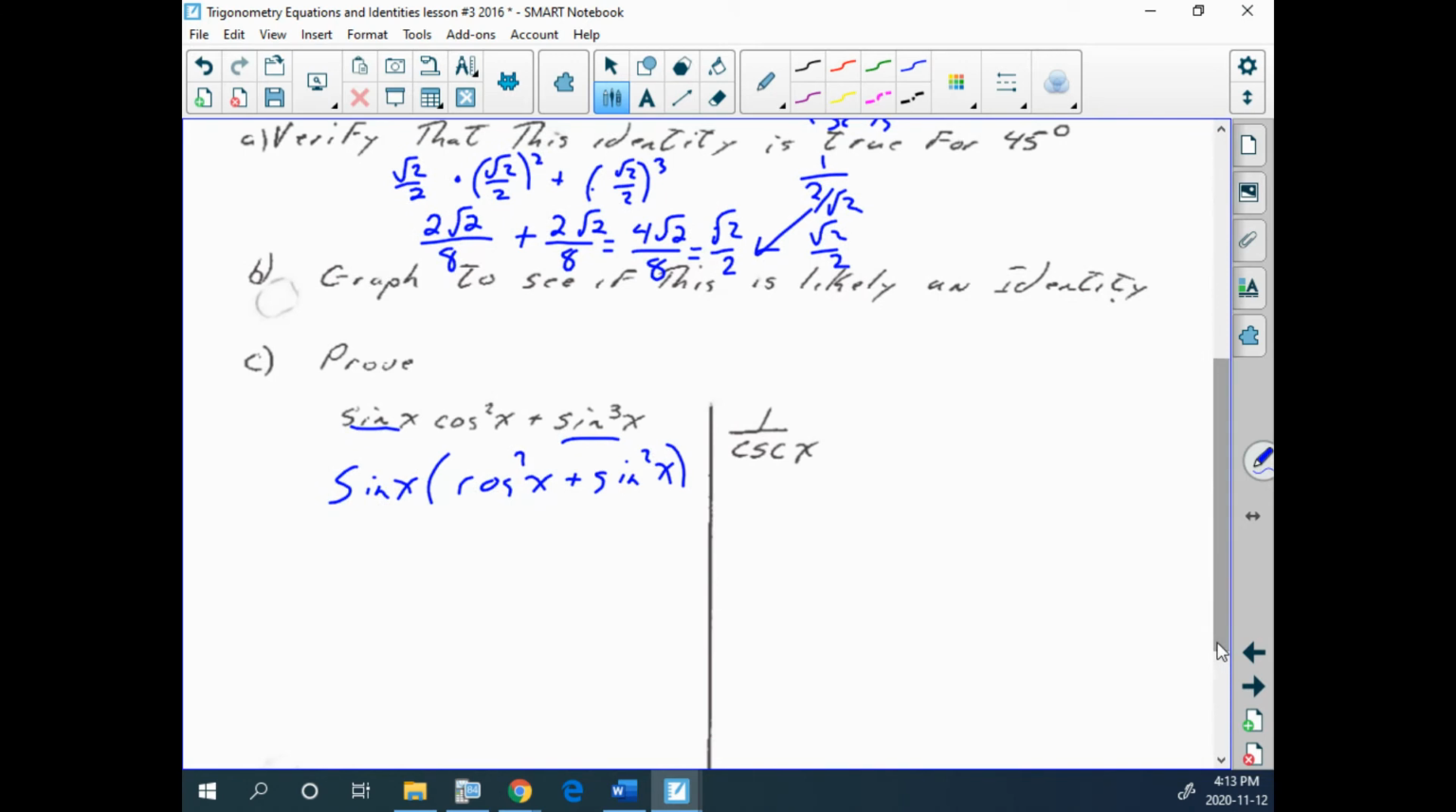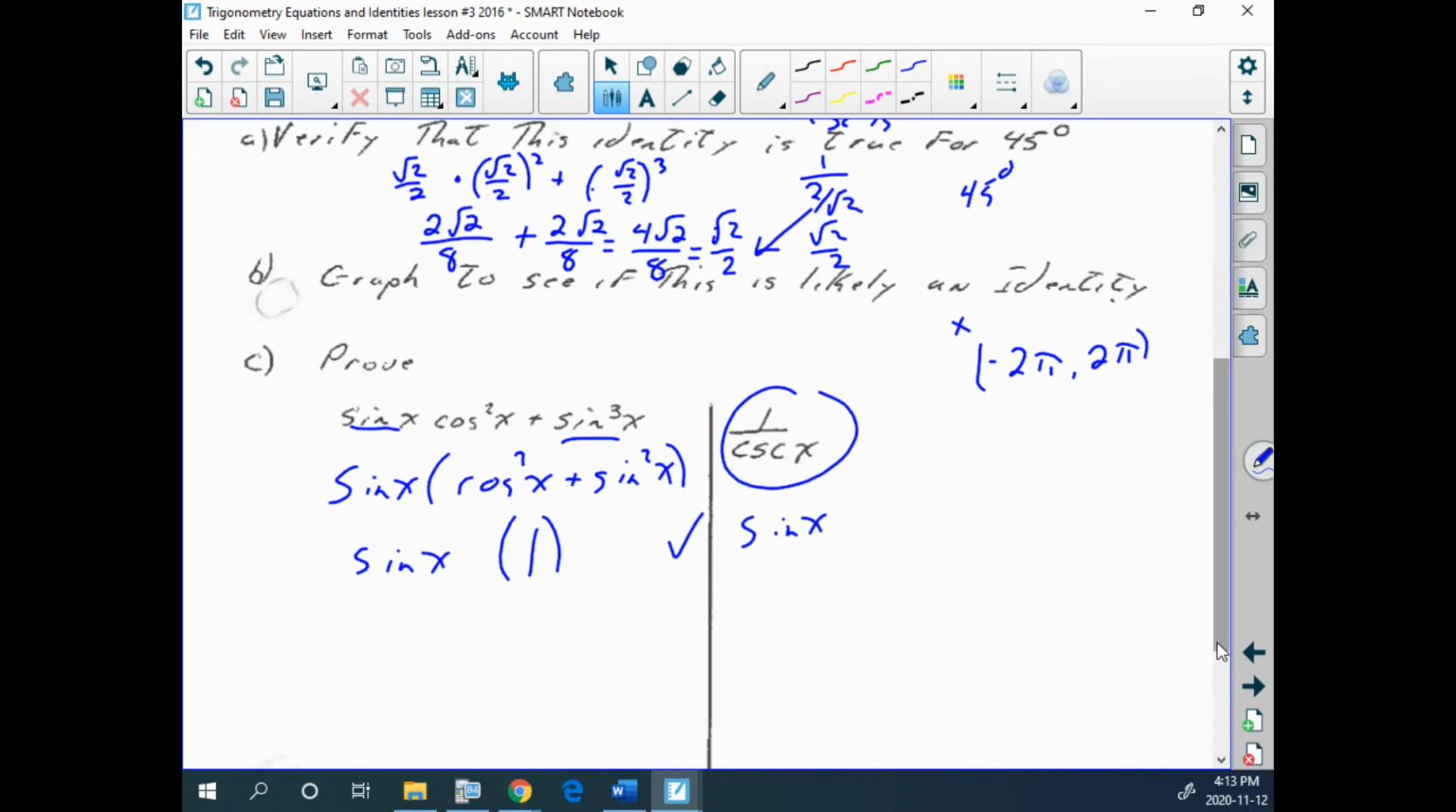So I get to replace this entire bracket with 1. Leaves me with sine x. Alright, well, I'm going to take this guy here. The reciprocal of cosecant is sine. So now we have shown that they're true for every number. This one only showed it was true for 45 degrees. This one only showed it was true for negative 2 pi, because that's what I would graph this at.